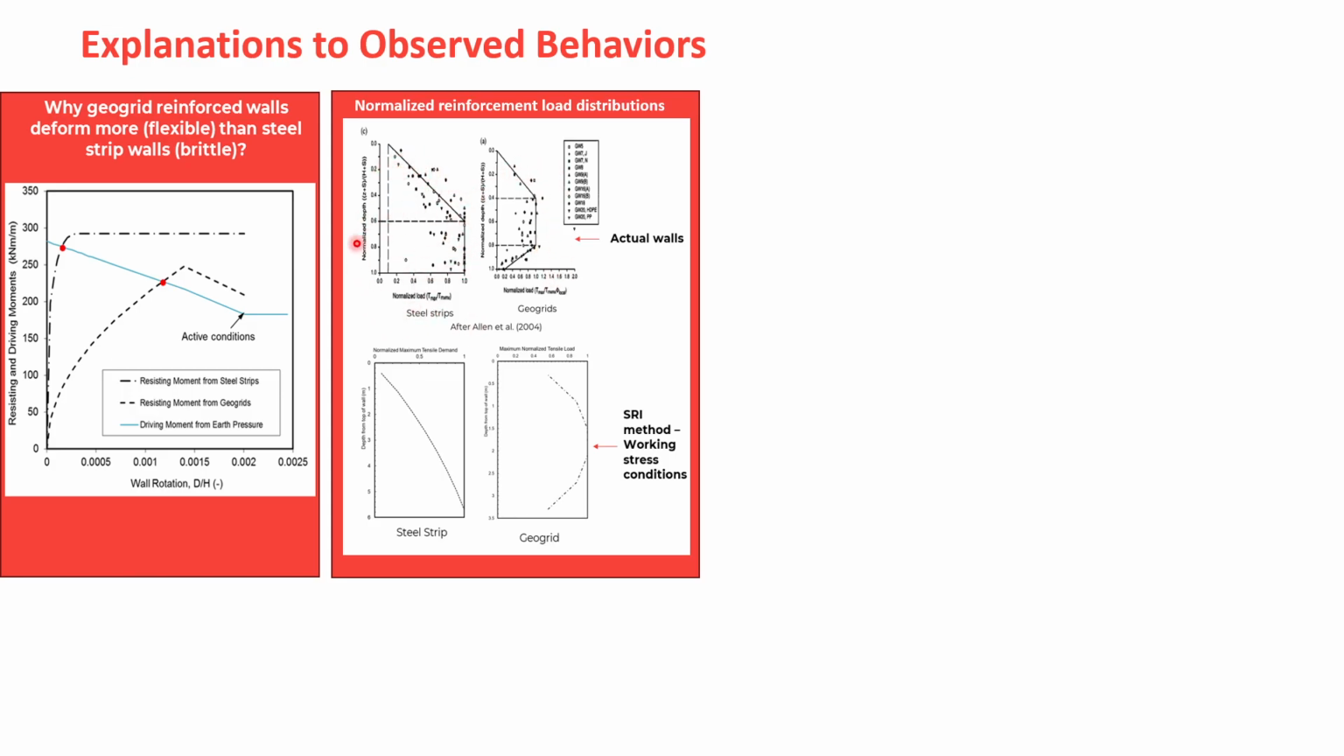And also these normalized force distributions. For example, for steel strip walls, it generally tends to be triangular. For geogrids, it's trapezoidal, and that's field observations. Analytically also, you can explain why you get these shapes. The difference is that this is the input to the equation in current design methods, but in this one, this is the output of the method.